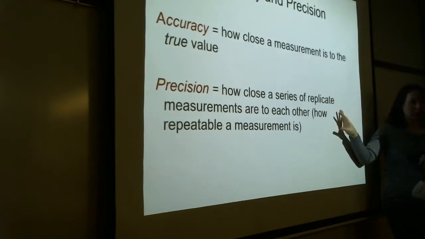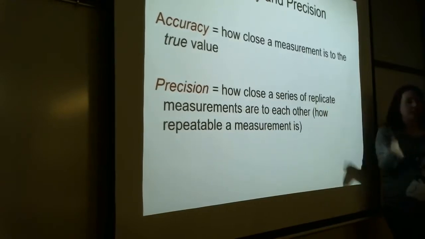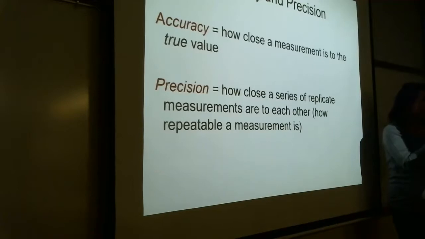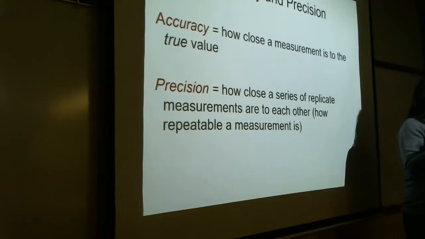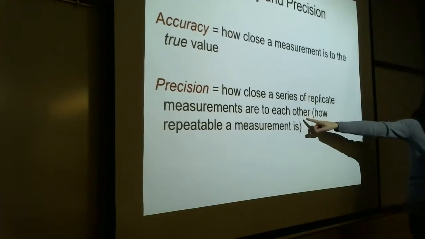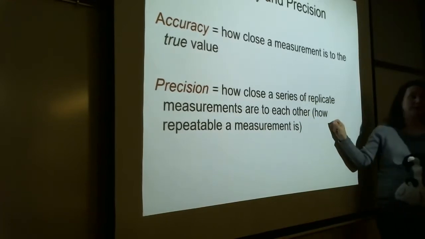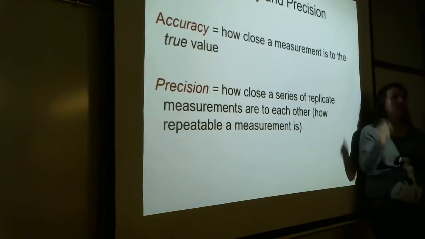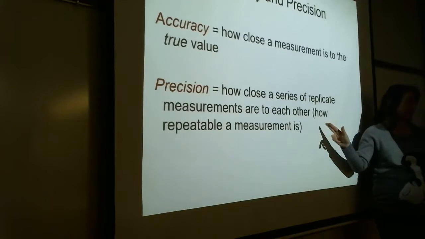And then precision is how repeatable you are. In other words, if you do the same measurement 5 times, how close are those data points to each other? If you get 1.111 the first time, and then 1.73 the second time, whoa, that's not very repeatable, right? How close they are to each other, that's called precision. So if you can do it the same every time, we say that you're precise.